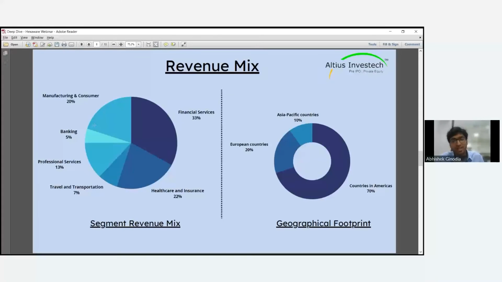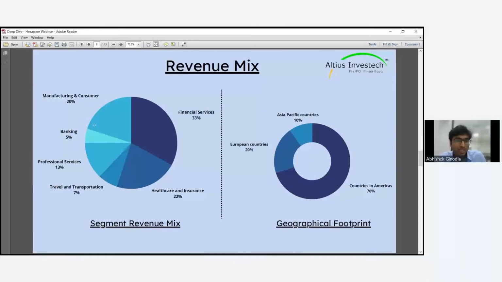So even if, say, healthcare does not do well in 1 year, financial services is actually able to cover that up. Or if manufacturing is facing a downturn, healthcare or professional services or financial services is able to make up the gap in the P&L. So if you see the rough revenue mix of Hexaware, roughly out of 7,200 crores, 33%, which would roughly be around 2,000 crores, is from financial services. The remaining large segments are manufacturing and healthcare, and it has about a 5% exposure to banking, a 7% exposure to travel and transportation, and 13% exposure to high-tech services and professional services.